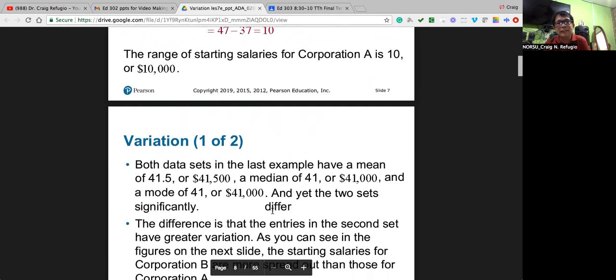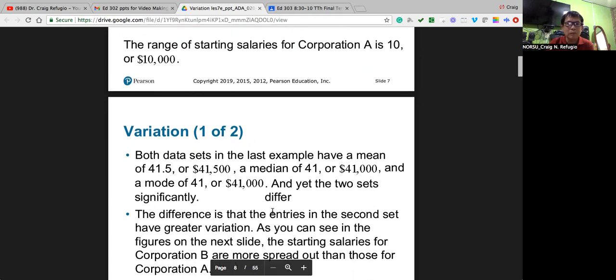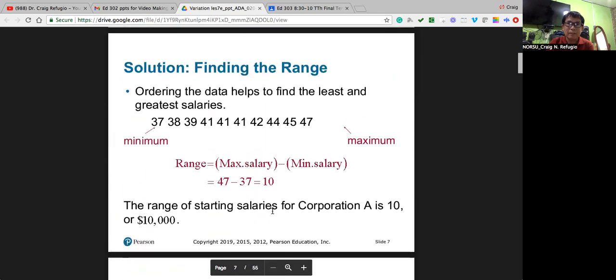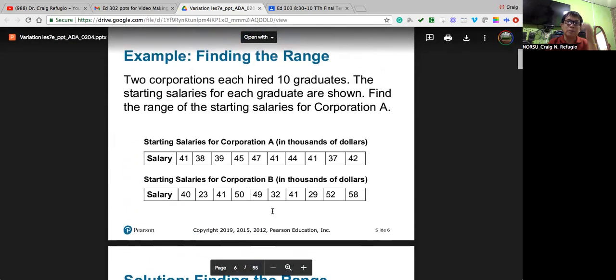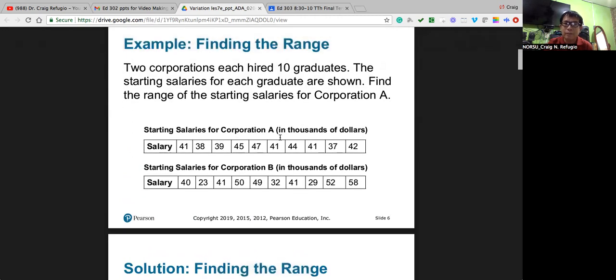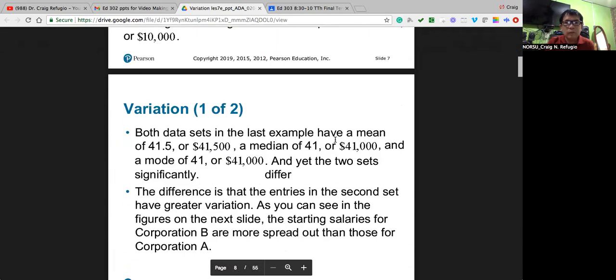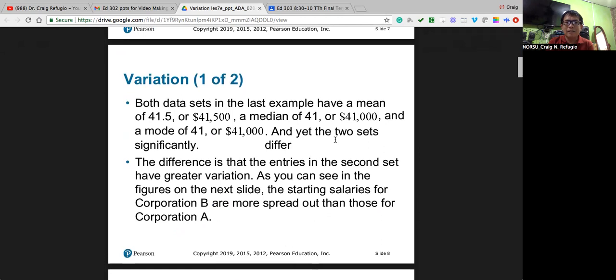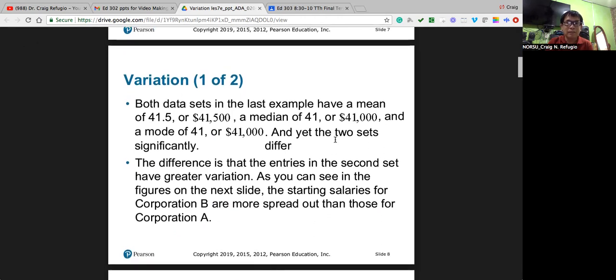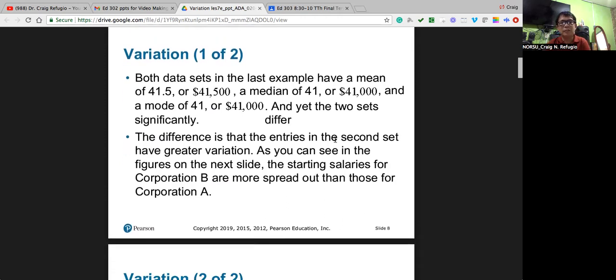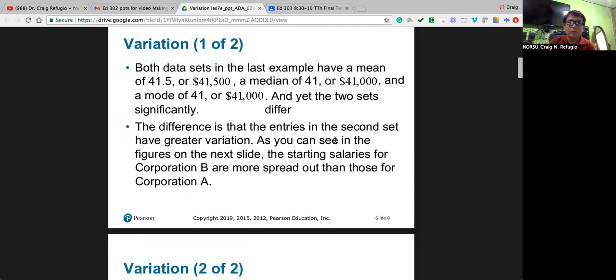Variation. Both data sets in the last example have a mean of 41.5, or $41,500, a median of 41, or $41,000, and a mode of 41, or $41,000. Remember that the data are in terms of $1,000, given in thousands of dollars. The difference is that the entries in the second set have greater variation, as you can see in the figures on the next slide. The starting salaries for Corporation B are more spread out than those for Corporation A.